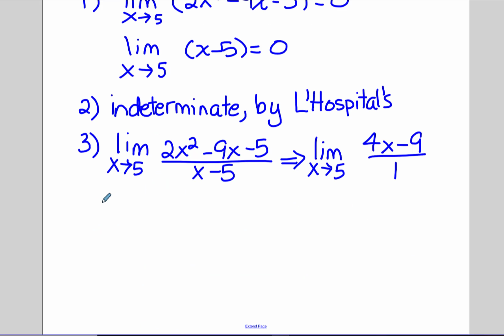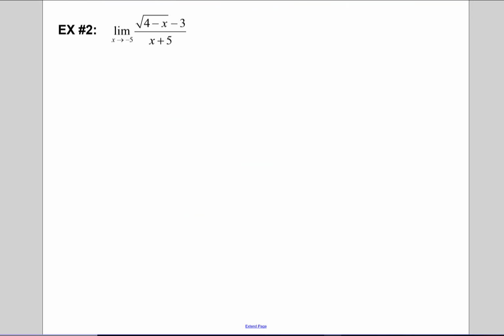Now I can use the limit rules for the limit as x goes to 5. So substituting 4 times 5 minus 9 divided by 1, I have a limit. The limit exists. The answer is 11. Okay, let's go on to example 2.